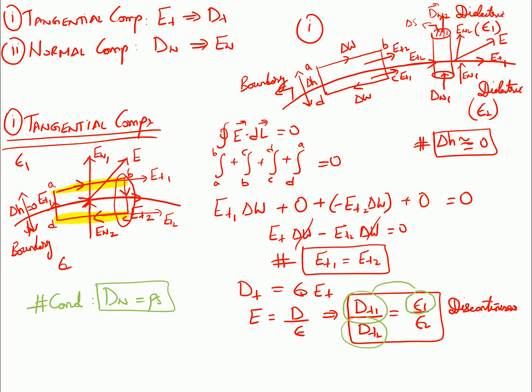So D1 is dependent upon this material's property and D2 is dependent upon this material property, and the value of the tangential component for the electric field will remain the same. So this is what it means. Now let's come to the normal component. So now the second part, the normal component. What is the equation for that?